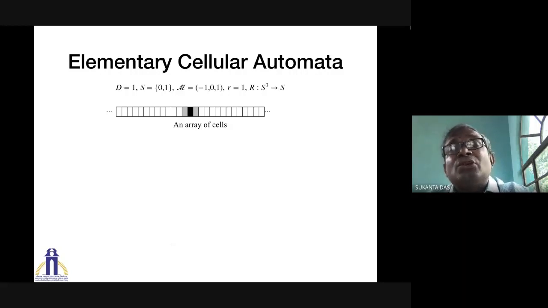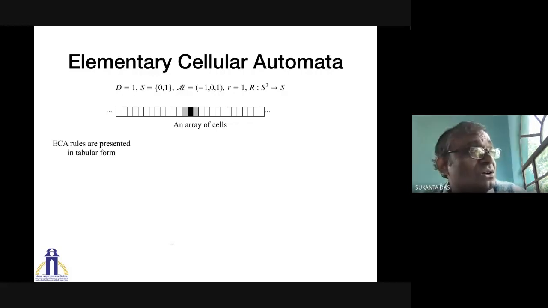Actually, this cellular automaton was first studied by Stephen Wolfram. Stephen Wolfram first studied this kind of CA, and in 1984 he wrote a paper on the statistical mechanics of cellular automata.